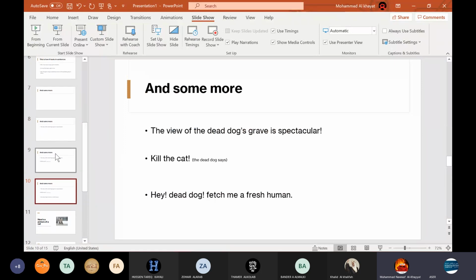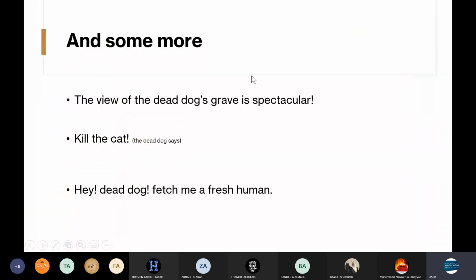Okay. So in all of these examples, a lot of examples, all of them share something, which is the emotion, expressing emotions. Like the view of the dead dog's grave is very sad. So he's expressing sorrow right now, not particular, of course. Kill the cat, of course. No one will ever do that, yet expressing strong emotion of anger.